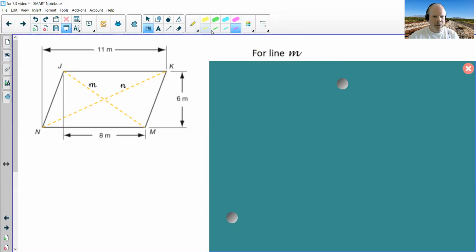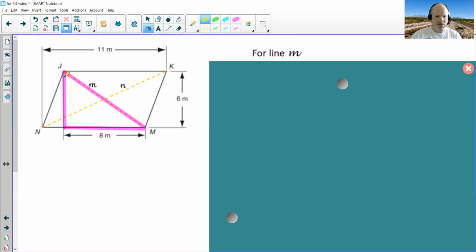On line M, I'm going to trace out the right triangle that we'll use to find the length of the diagonal called M. So we're going to find the length of this diagonal by constructing a right triangle. I'm going to drop a vertical line right here, and then put a horizontal line here. So now I have a right triangle that is purple, and I need to set up a Pythagorean theorem.